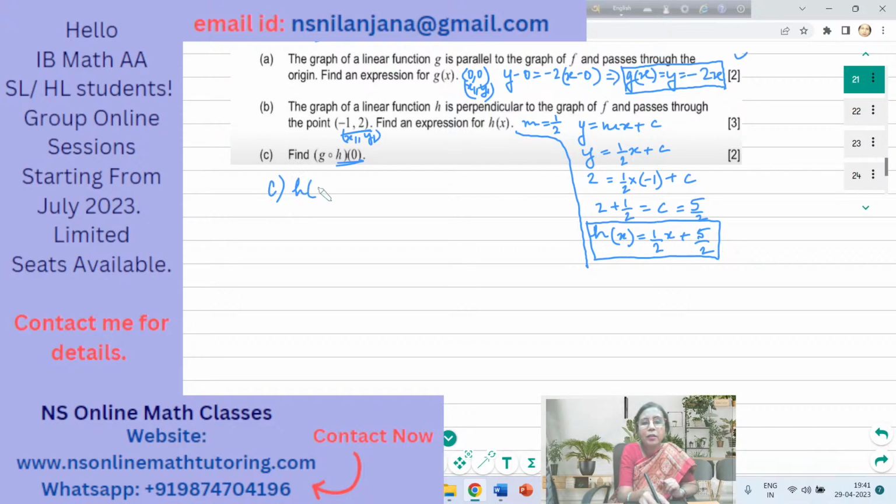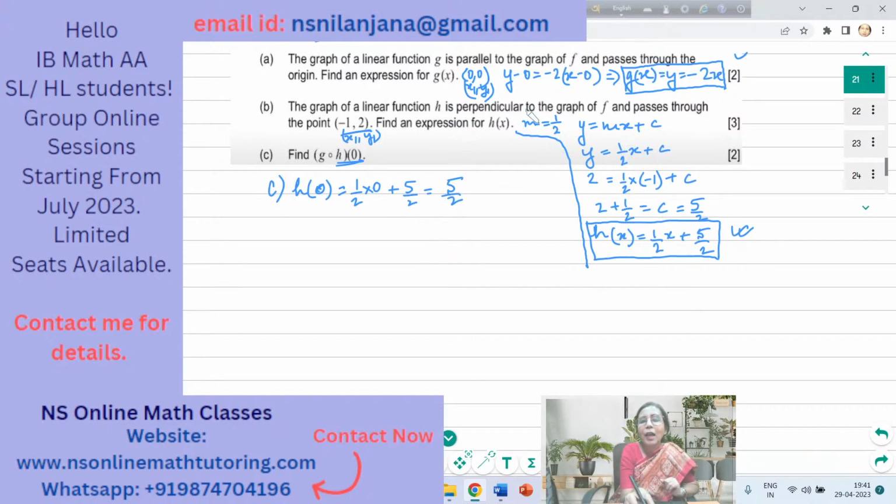And we get the value of h of 0. That means x equal to 0, and h of x is this. So we will be putting 0 in place of x. So it is half times 0 plus 5 over 2, equal to 5 over 2. H of 0 is 5 over 2.